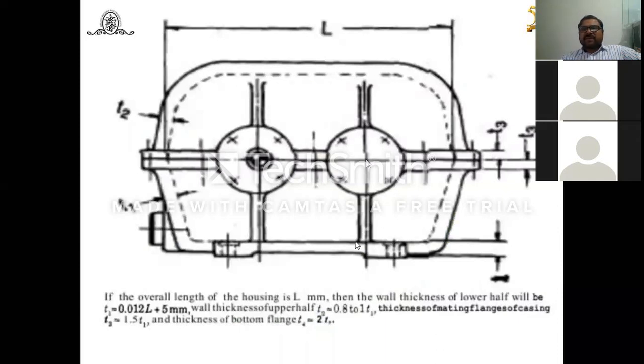I have taken this diagram from this handbook. A soft copy is available with me. If required, I will put it on your WhatsApp group also.